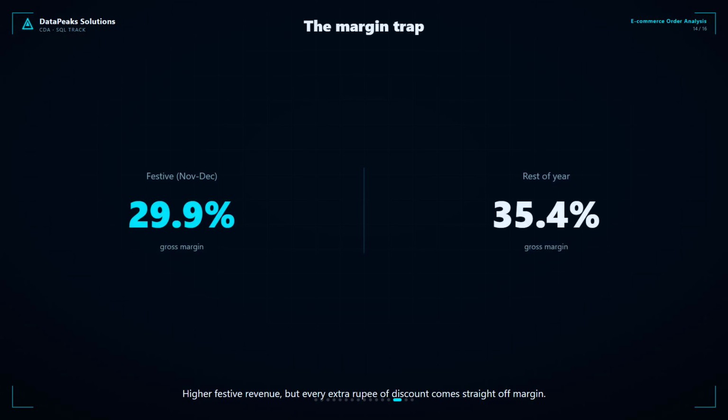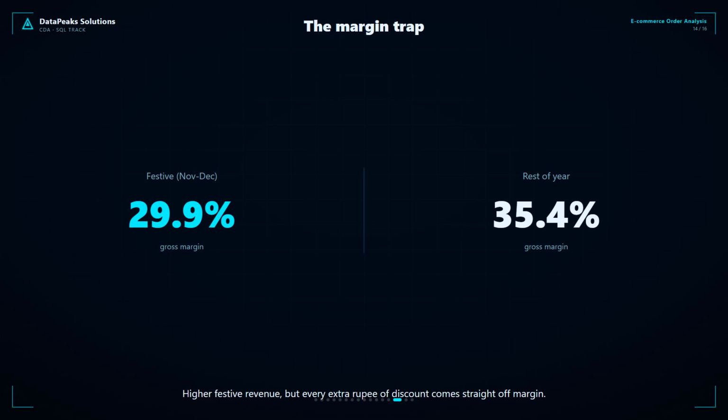More sales, less profit. That's a trap that destroys businesses. The numbers reveal a hidden problem. During the festive season, gross margin dropped to 29.9%, while the rest of the year maintained 35.4%. Sales may have increased, but aggressive discounts quietly reduced profitability.